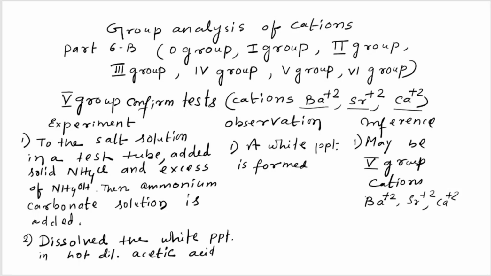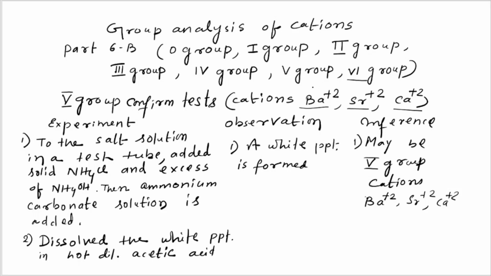Then what is the main important test? First you do the 0 group. If absent, then go to the first group. If absent, then go to the second, then the third, then the fourth. And then you go to the 5th group, then the 6th group. Here, since the 0, first, second, third and fourth groups are all absent, you proceed to the 5th group. If absent, then you go to the 6th group. That means the last group is our 6th group.